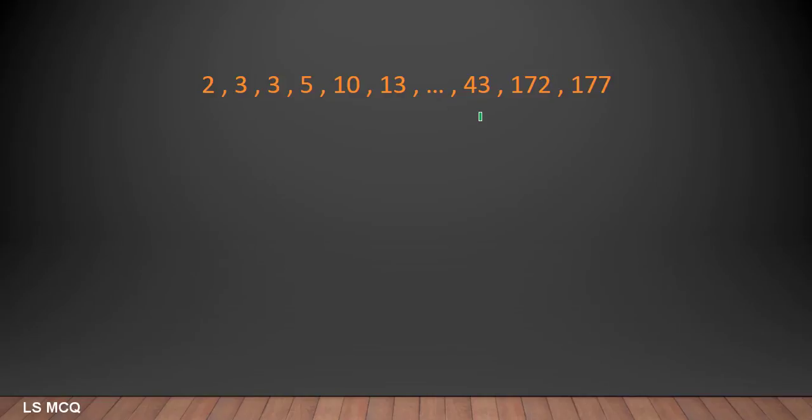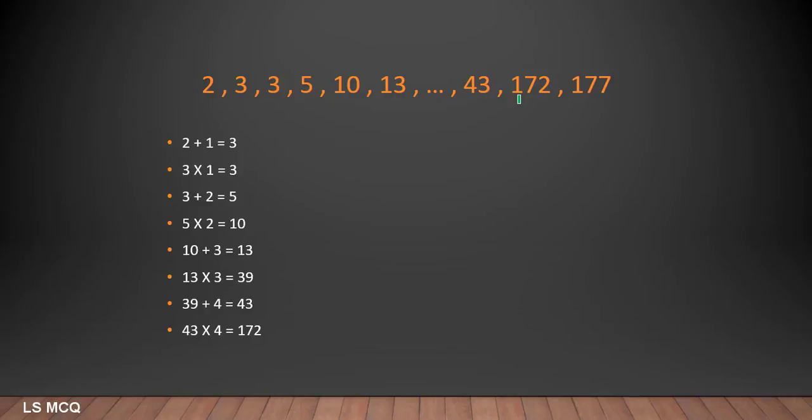Sorry, let's move on to next sequence. So again the pattern is plus 1 multiply by 1, plus 2 multiply by 2, plus 3 multiply by 3. Okay, so 2 plus 1 is 3, 3 into 1 is 3, 3 plus 2 is 5, 5 into 2 is 10, 10 plus 3 is equals to 13, 13 into 3 equals to 39, 39 plus 4 equals to 43, 43 into 4 equals to 172, and the series goes on like this.